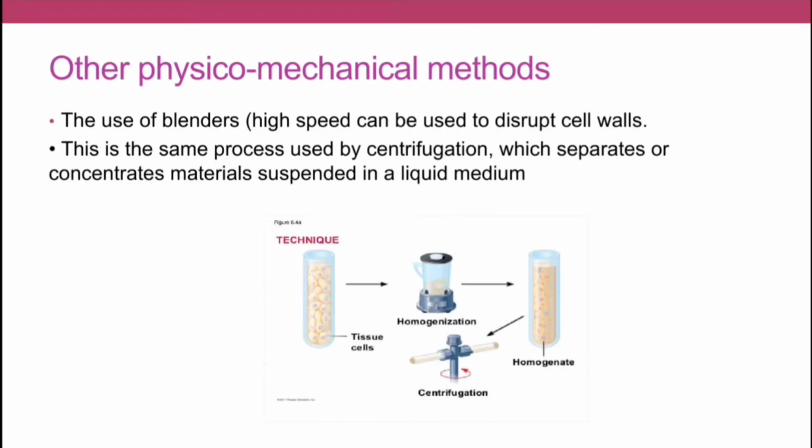The use of the blenders. High speed blenders can be used to disrupt the cell walls. This is the same process used by centrifugation, which separates or concentrates material suspended in a liquid medium. Okay, this is good as blender.